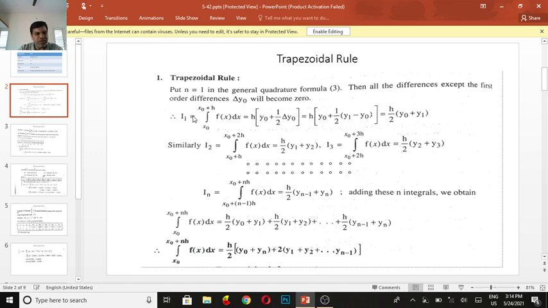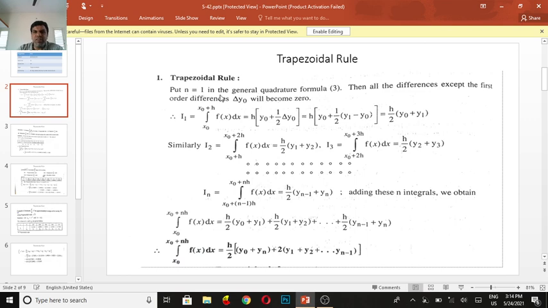So we are finding y naught plus p delta y naught, plus p into p minus 1 by 2 factorial del square y naught, plus p into p minus 1 into p minus 2 divided by 3 factorial del cube y naught, etc. Now put p equal to x minus x naught by h, and cross multiplying, x equals x naught plus ph. Simplifying all these terms, we then put n equal to 1 in the general quadrature formula from the previous slide.